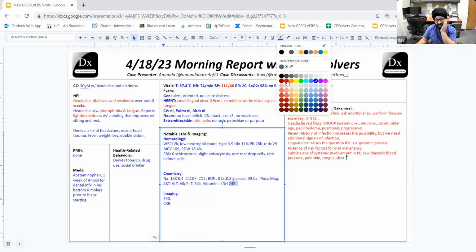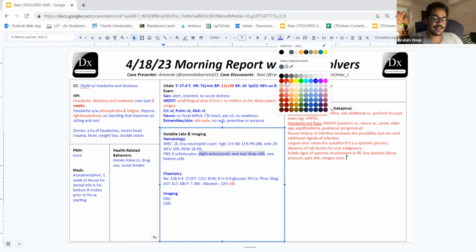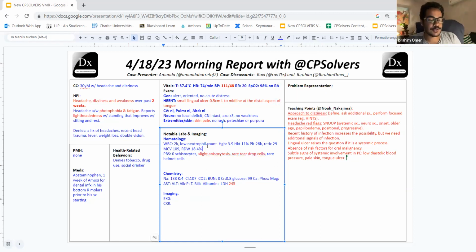Very interesting. You want to take a stab at it, Ibrahim? Yeah, so actually when I first thought about pancytopenia, I started thinking about some kind of myeloproliferative disorder. But then I think it became really interesting when the retics were 29. But this patient seems to have a very low hemoglobin. So this is definitely not some kind of iron deficiency anemia.